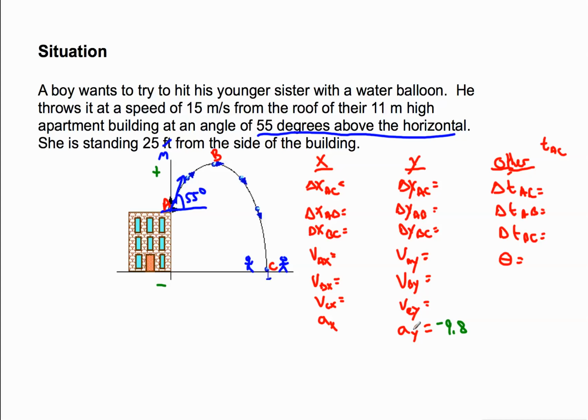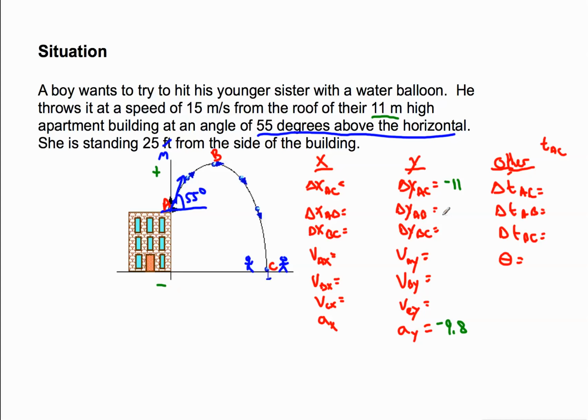Now I want you to pause the video and try to fill in all the rest of these that you know. All right, here's another one. The displacement A to C, that's another thing that we know. It's right here, sort of. The y displacement A to C is negative 11 meters. Negative because it's 11 meters down from where it started, and down is negative.